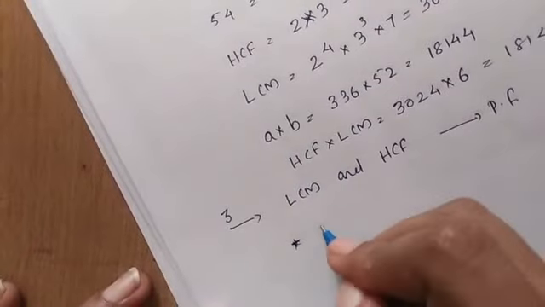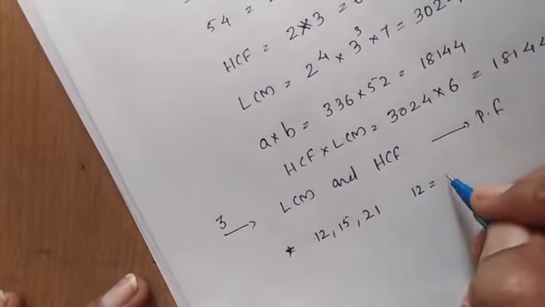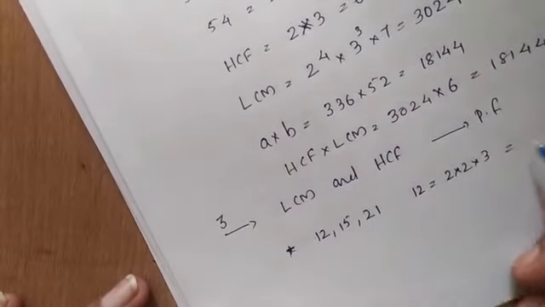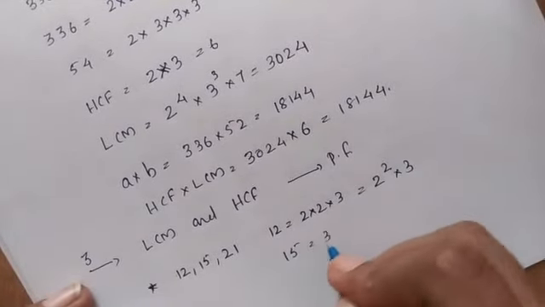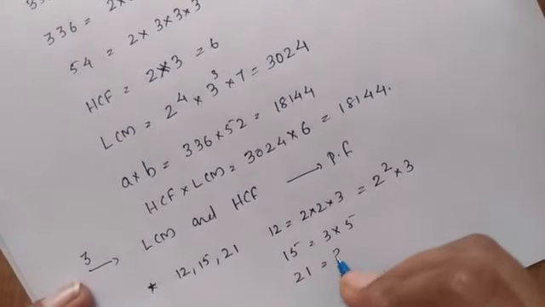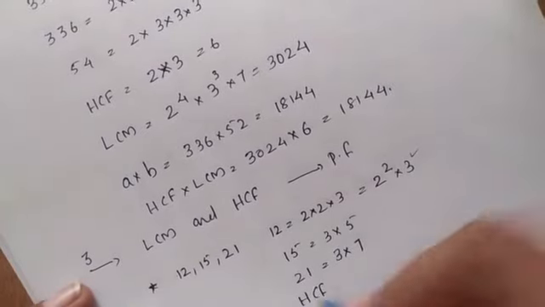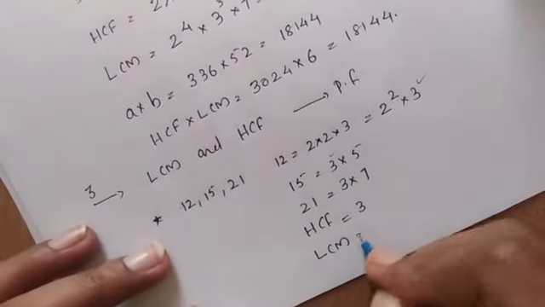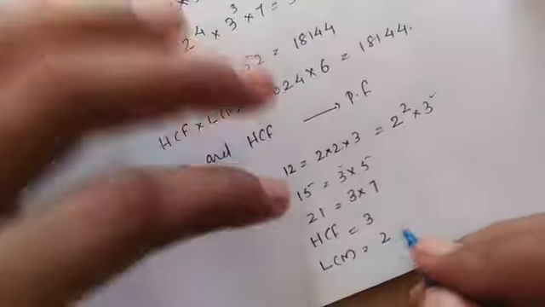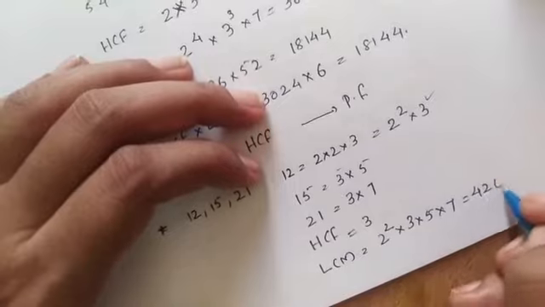The first question is 12, 15, 21. We can factorize 12 as 2 into 2 into 3, which is equal to 2 square into 3. 15 is equal to 3 into 5. 21 is equal to 3 into 7. So HCF is equal to the smallest common power, 3. LCM is equal to 2 square into 3 into 5 into 7, which is equal to 420.